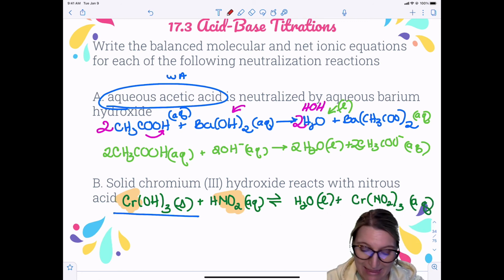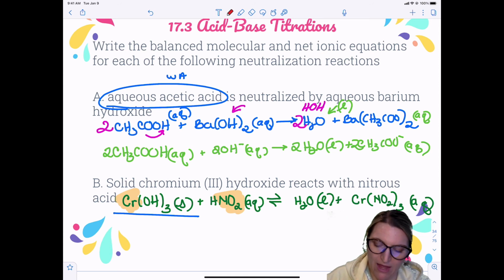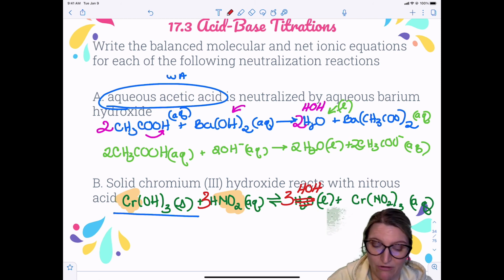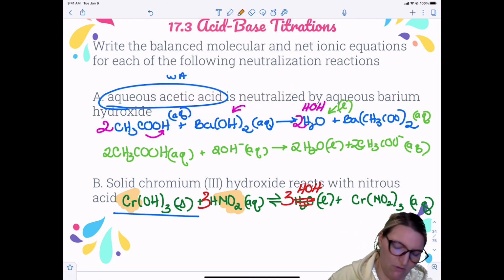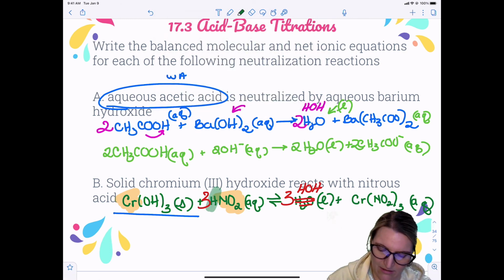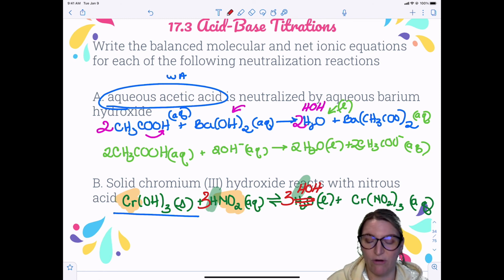Now I have to balance this. I can notice, remember, we can cross this out and make this HOH, and then notice that I have 3 hydroxide on the left. I would have to put a 3 here to make 3 hydroxide on the right. I can also tell I'm going to need to put a 3 there to give me 3 hydrogen, not in hydroxide. Sometimes I like to color code those, like this guy and that guy would be that hydrogen. And also the 3 nitrite ions.